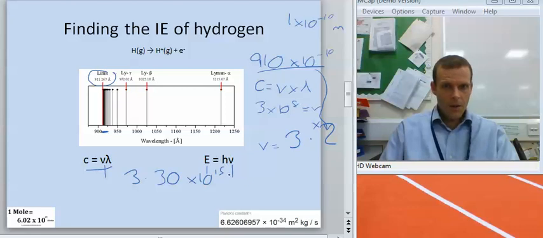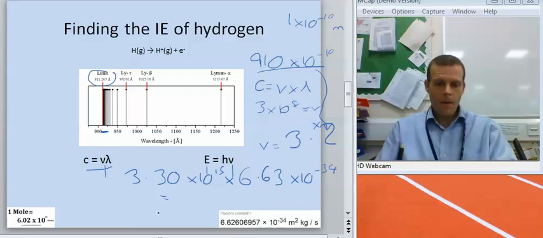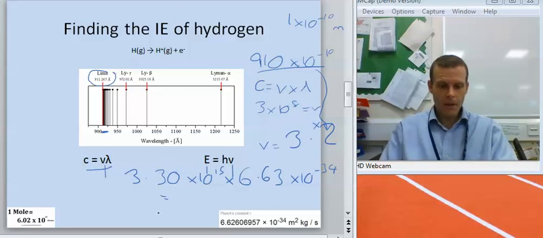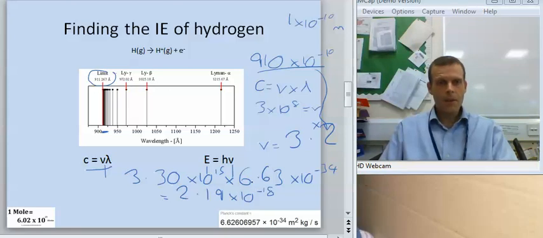Now I'm going to put this into this equation, and I'm going to multiply the frequency by Planck's constant, which is listed here as 6.63 times 10 to the minus 34. And that's going to give me the energy. So that's coming out to be 2.19 times 10 to the minus 18. And that's, I guess, for one transition.